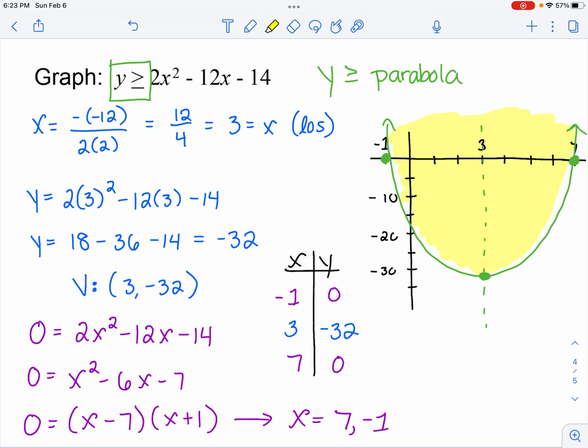All right. Now that's everything you need to know for graphing quadratic inequalities. In part 2 of this lesson, we'll take a look at solving them. All right. Let me know what questions you have.